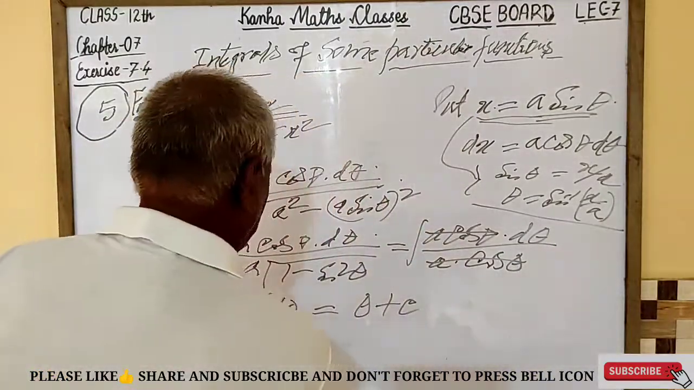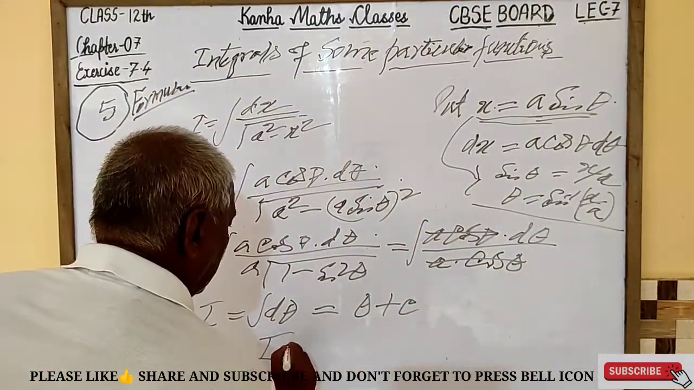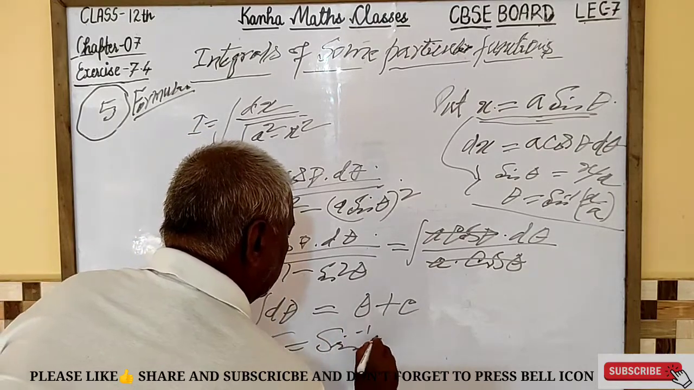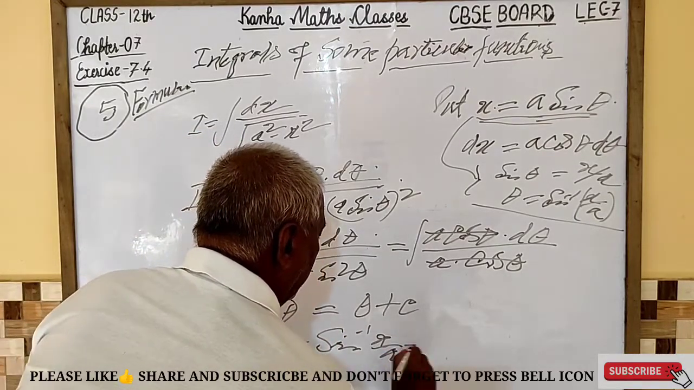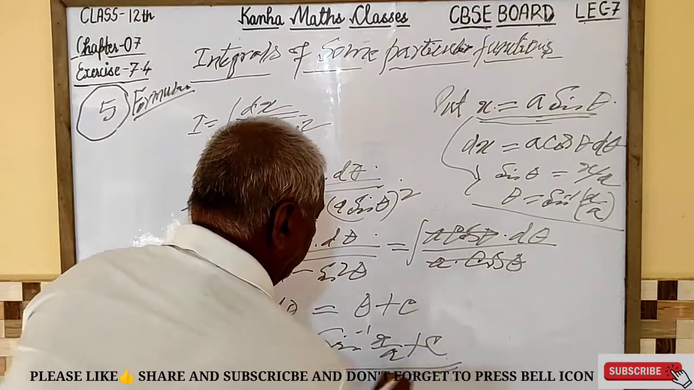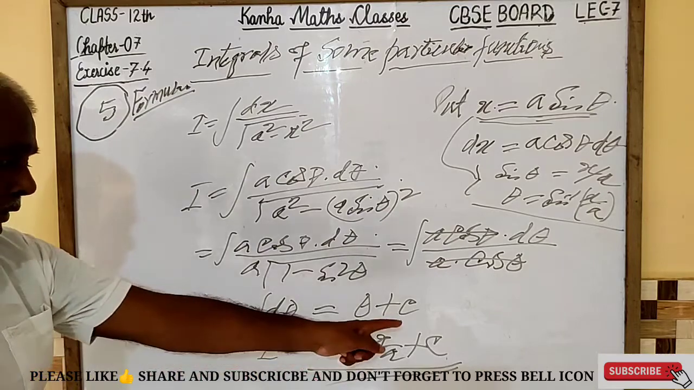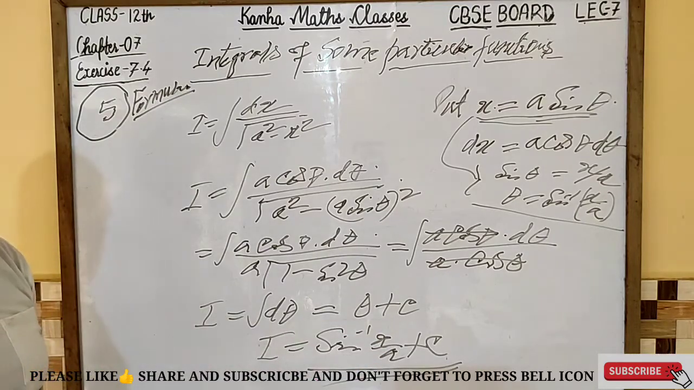So we will substitute here I is sin inverse x by a plus c. This is the relevant formula of I, integral dx upon root a square minus x square will be equal to sin inverse x by a plus c.